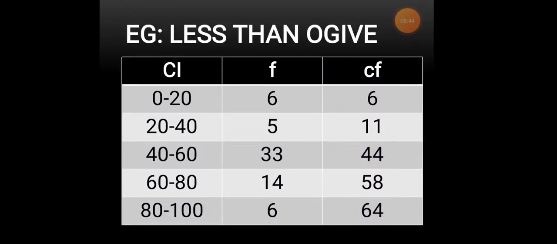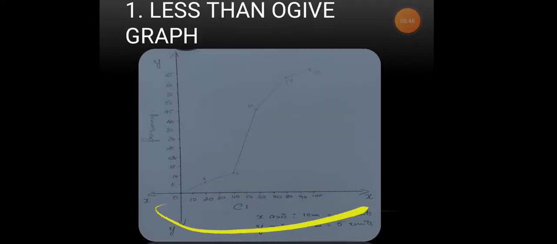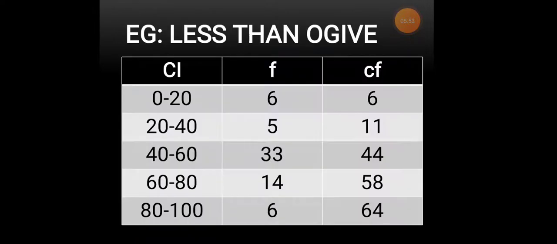So what are we writing here? The cumulative frequency is 0, 0 to 10, 10 to 20, 20 to 30. Everything will be written here. So what is the value? For 0 to 20, the value is 6. What did we take into consideration? We had taken into consideration the upper limit. So 20 will be 6.